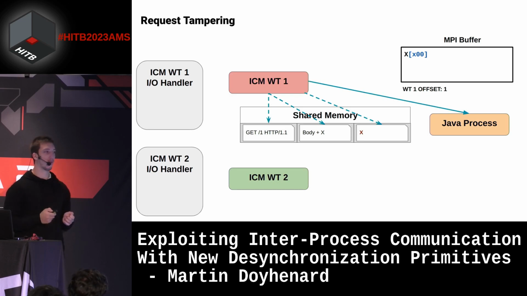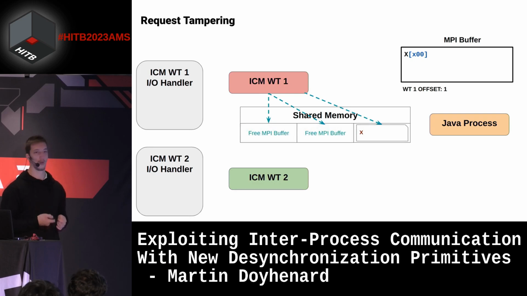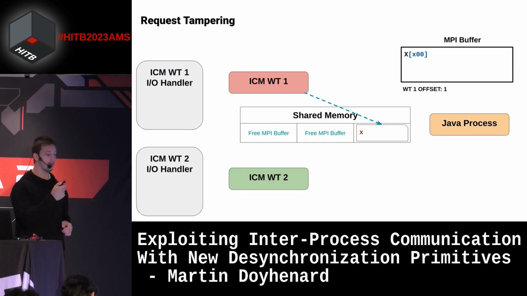So now the worker thread will send these references to the Java process, the first 2 ones. The worker process will generate a response. It will be forwarded to the client. And again, all the buffers are going to be freed, including the one with the X, which is the extra character, and we are using for another request. So right now, the worker thread 1, which is the attacker, has a reference for the MPI buffer with just 1 character, and the offset is 1, because when more data arrives to the ICM, it will be written after the first position.